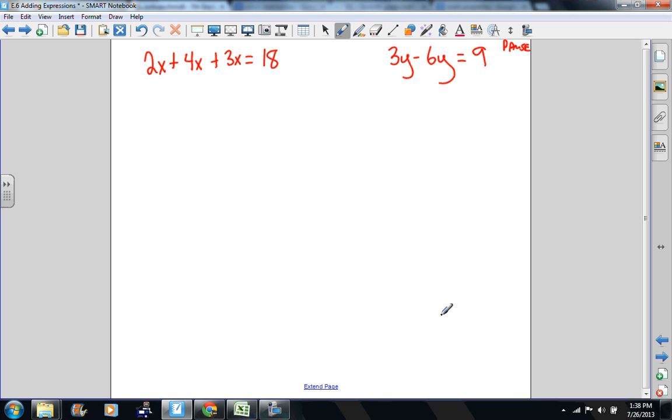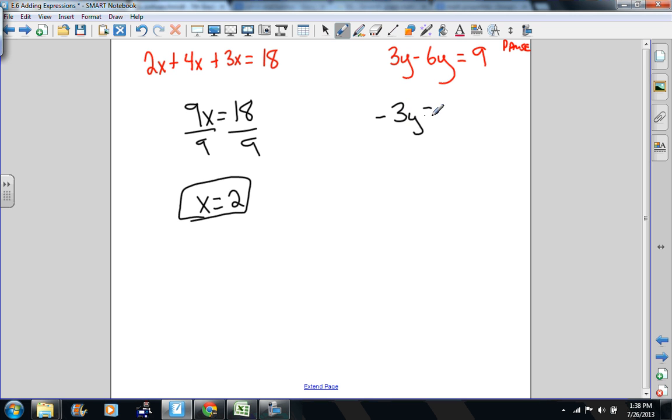Try these two on your own. So for the first one, I get 6x plus 3x, which is 9x equals 18. Divide by 9. x equals 2. This one I get negative 3y equals 9. I divide by negative 3. y equals negative 3.